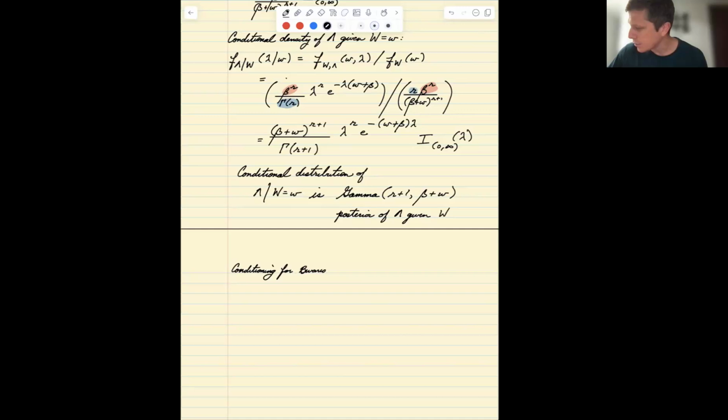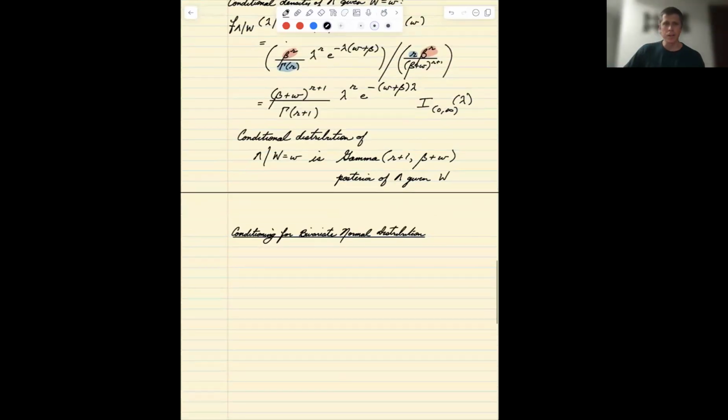And as we mentioned last time, conditional distributions arise in applications because we're often conditioning on data. So how do we do conditioning in the case of the bivariate normal distribution?